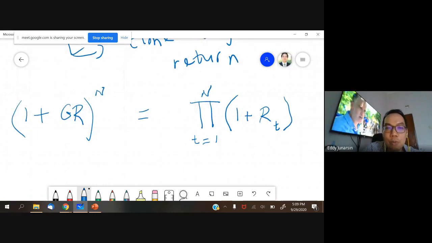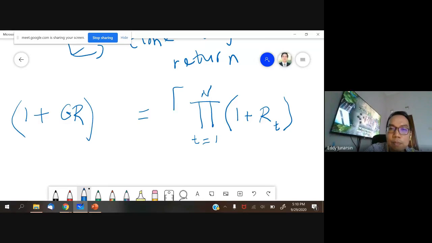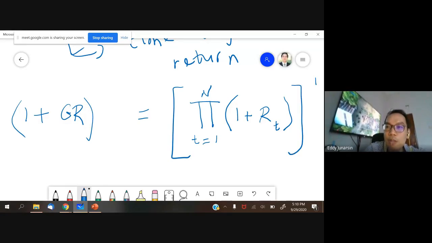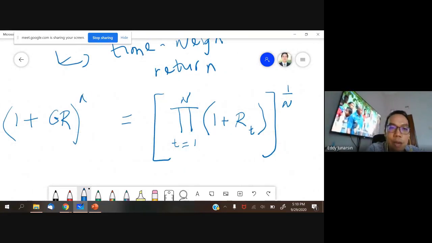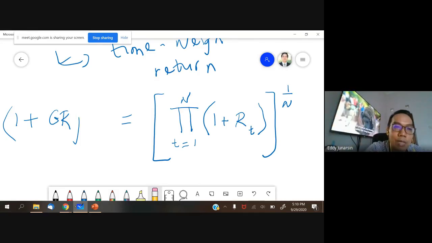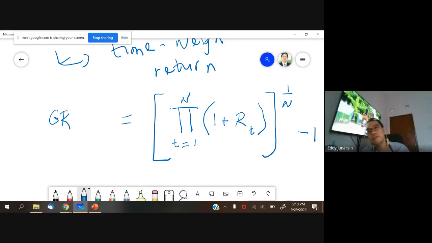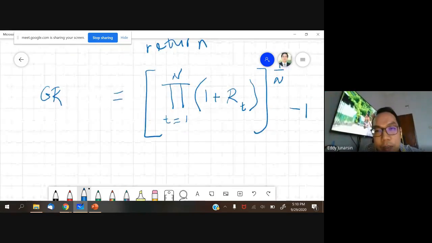Now if you want to move the power n here, what is it then? To the power of 1 over n. Remember from your mathematics, right? We have n here, we move it there, so it becomes 1 over n. And I want to move the 1 as well. So yeah, easily understood.